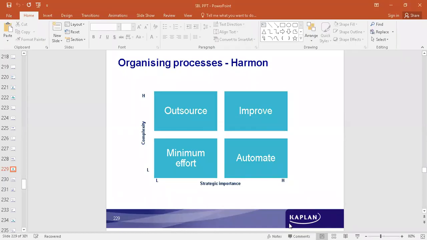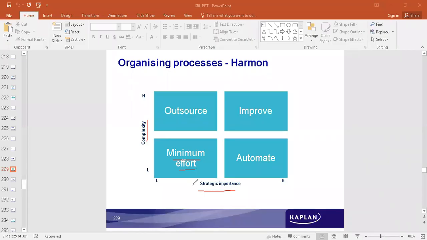Organizing processes. There's a model given by Hartmut. He talks about two different variables. One variable is the strategic importance, which is low or high, and that's on the horizontal axis. Then we see on the vertical axis complexity, which is low and high. If an activity has low strategic importance, and the nature of work is also not very complex, low complexity, they need not be worried, because the very fact that the strategic importance is low, they need not be worried so much about it. Along with that, the complexity is also on the lower side, so minimum efforts if they put in, that would be sufficient.